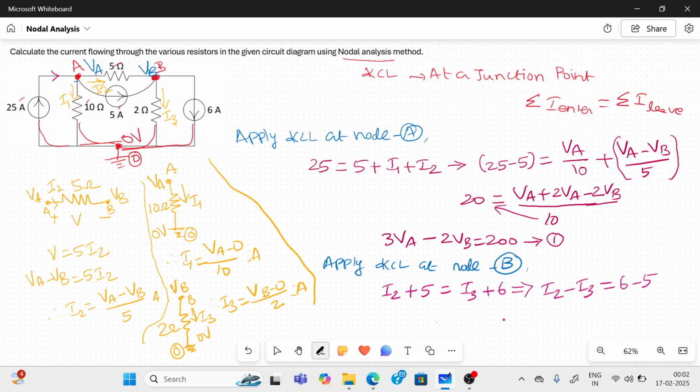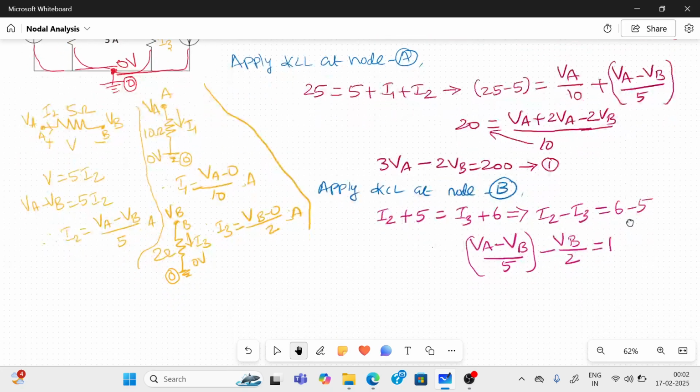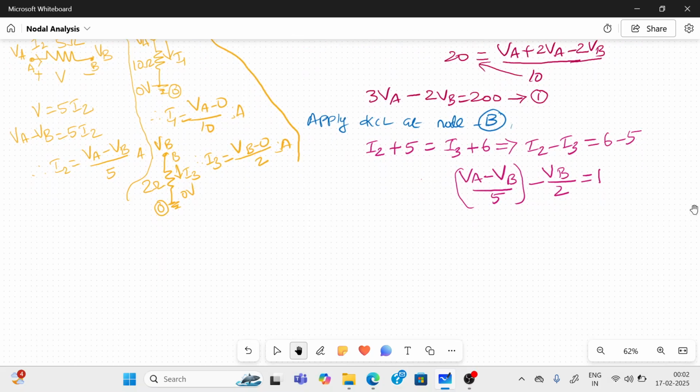Now what is my I2? VA minus VB by 5, minus VB by 2, which is equal to 1. We have to simplify this. How to simplify this? Normal simplification. Take the LCM. So for 5 and 2, the LCM is 10.